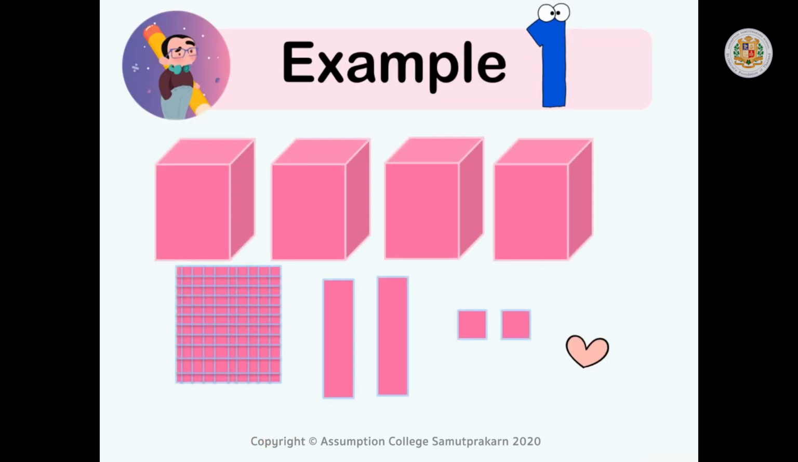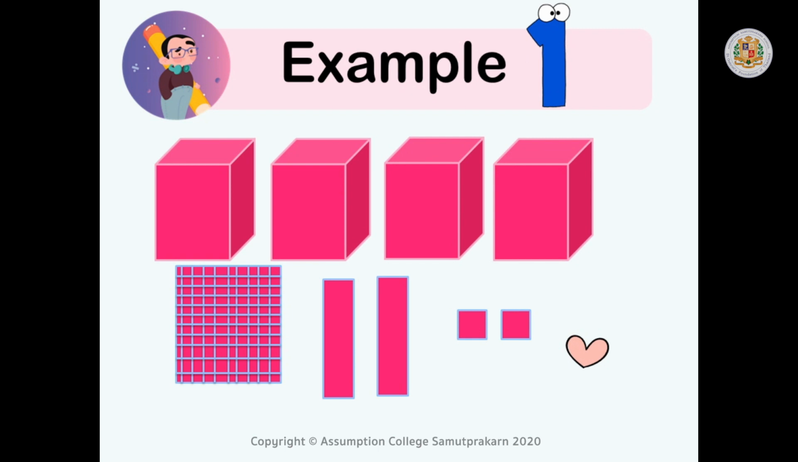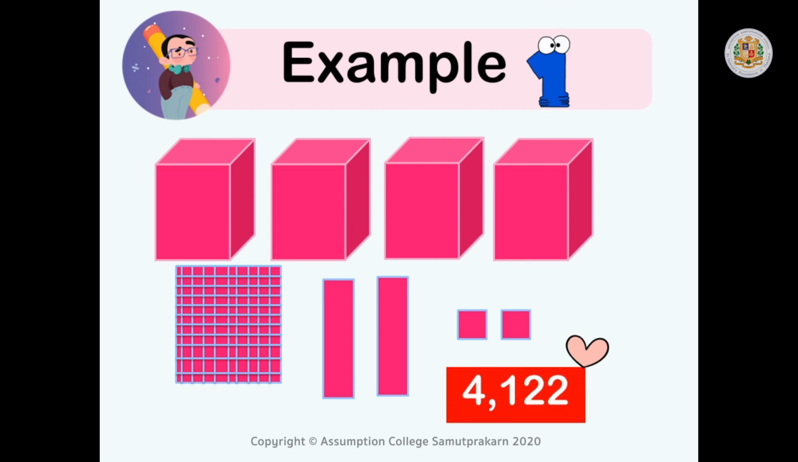Now, I will show you some examples and you will give the standard form of a number using the block system. Count how many thousands, how many hundreds, how many tens, and how many ones. What is your answer? Very good. It's 4,122.